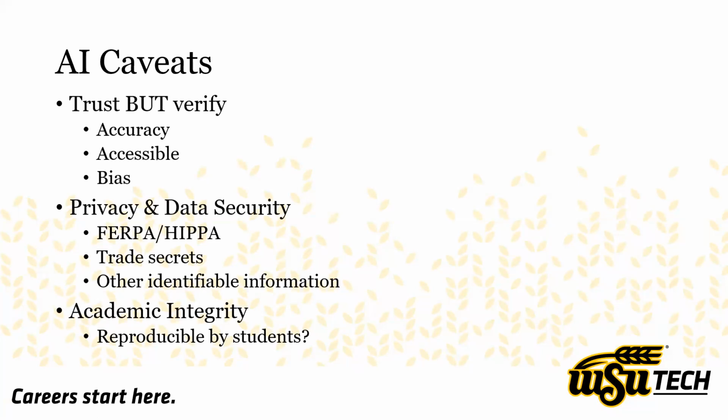If you've been in the military, you may have heard this term before: trust but verify. We want to make sure that the AI content we're generating is accurate. We still need to look at it, read it, and check it to make sure it's not giving inaccurate information to our students. It also needs to be accessible. Make sure that it meets accessibility requirements, and that the links, images, and things like that are all in accessible formats.